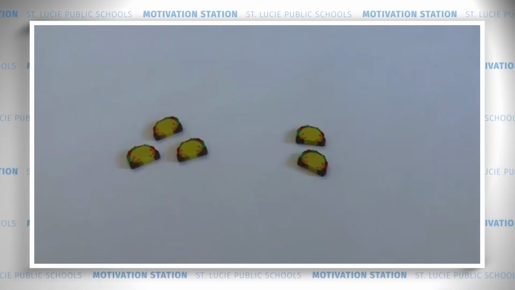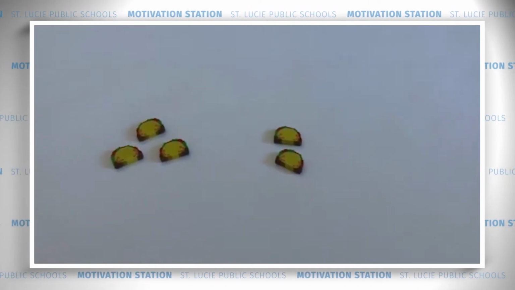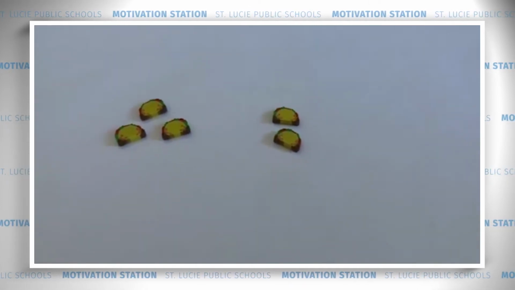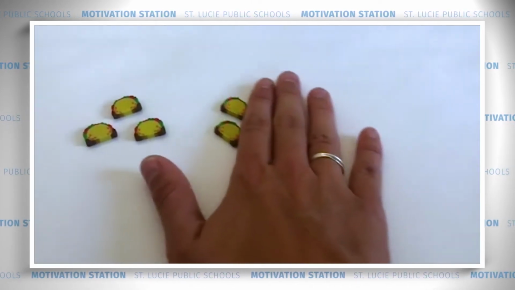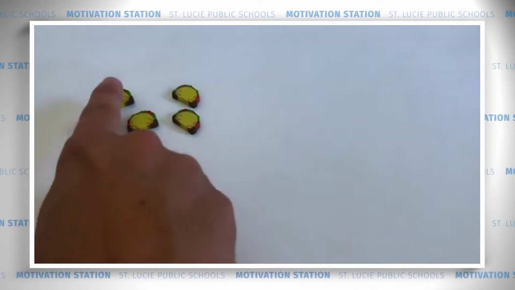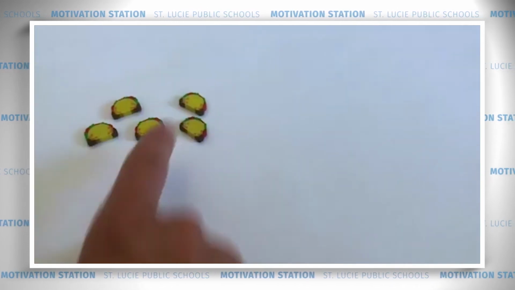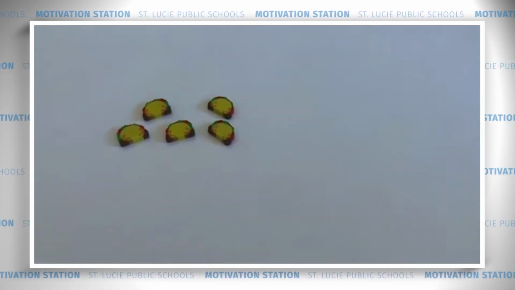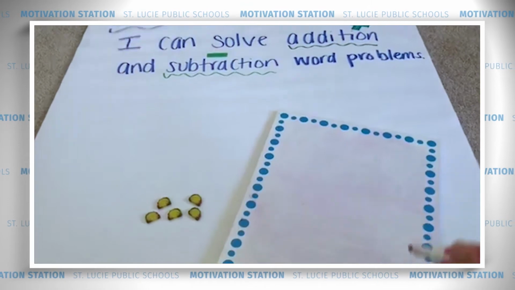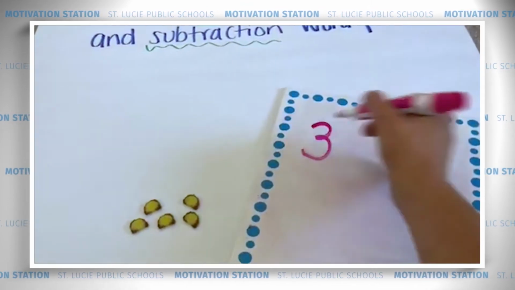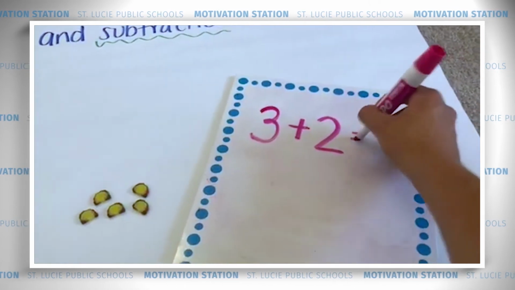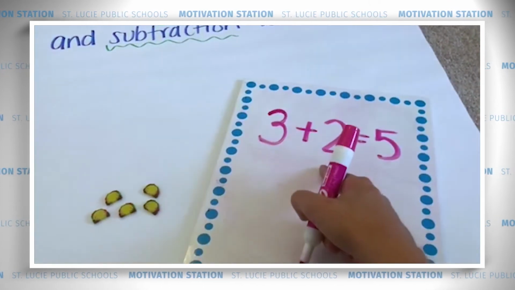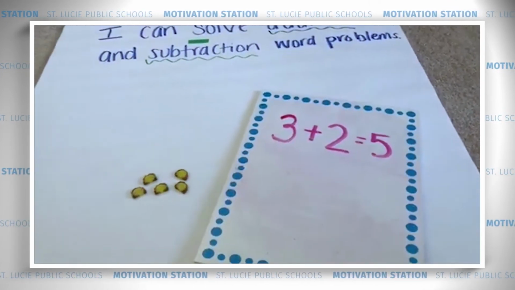So it sounds like we're adding 2. We had some, and then he's getting more. I have 3 tacos, and we're adding 2 more. 1, 2, 3, 4, 5. Our total is 5. Let's write the equation. Rory had 3 tacos, and then we added to that. His mom gave him 2 more. That equals 5. 3 plus 2 equals 5.